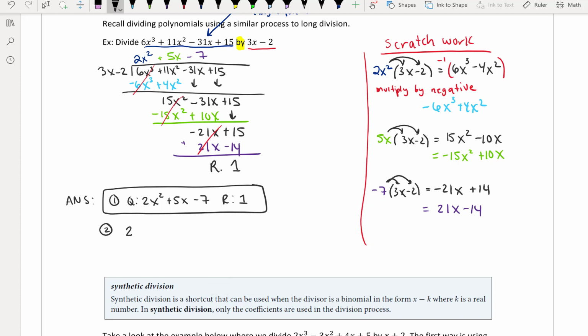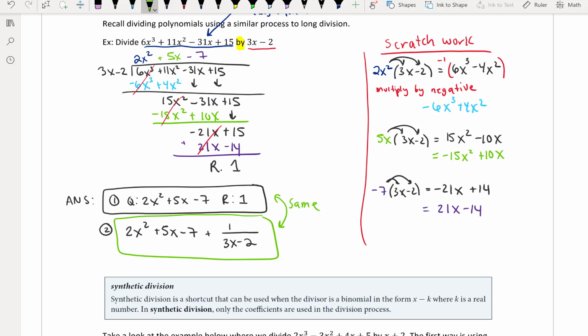So I can write it as 2x squared plus 5x minus 7. And since the remainder is a +1, plus 1 over whatever you divided by, you divided by that 3x minus 2, so this is another way that you can write it. So these two answers are the same. They're just written slightly different, okay?